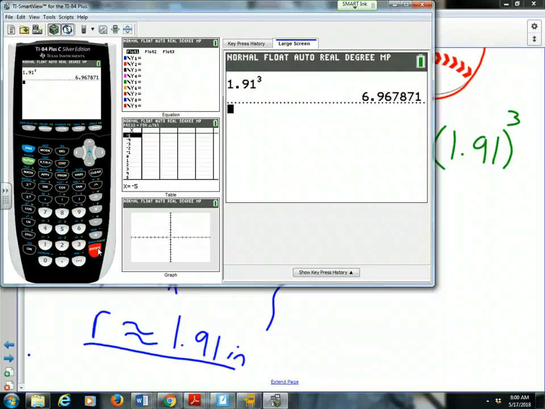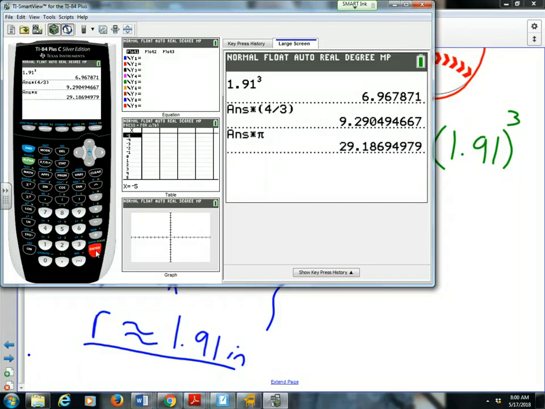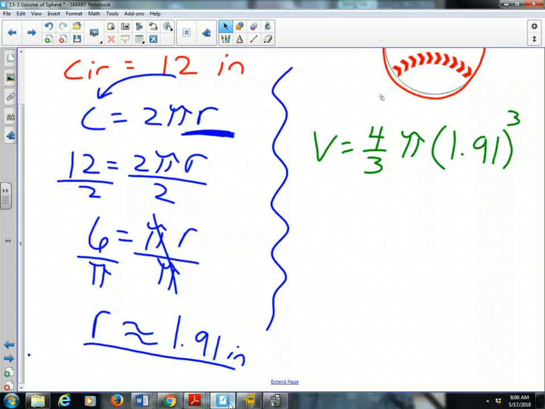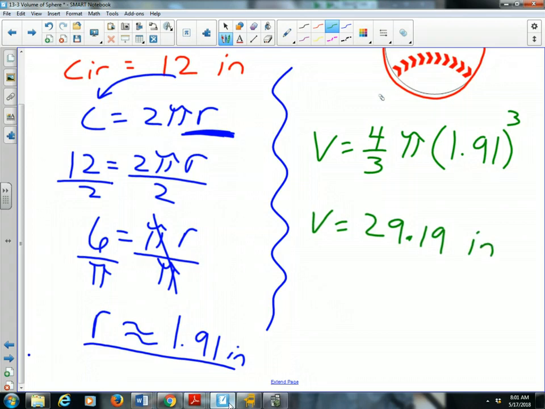That is this. Multiplied by 4/3. So times parenthesis 4 divided by 3. There's 4/3. And this number multiplied by pi. This is how many cubic inches fit inside a softball. 29.19. Volume is 29.19 cubic inches.